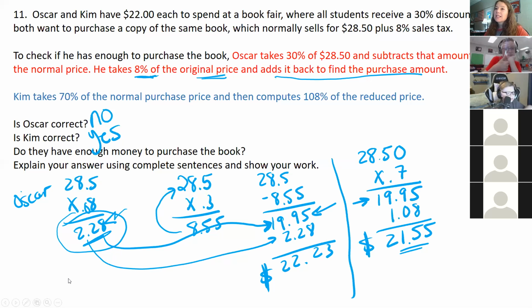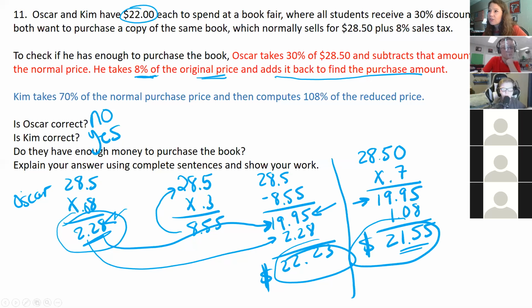So then the next question is, do they have enough money? Do they have enough money to buy the book on sale? Yes. Well, Oscar thinks he doesn't because he did the math wrong. He only had $22, so he would walk away with his head hung down low and say, I don't have enough money to buy the book. But Kim would be very confident that she has enough money. She'd even have 45 cents in change, right?